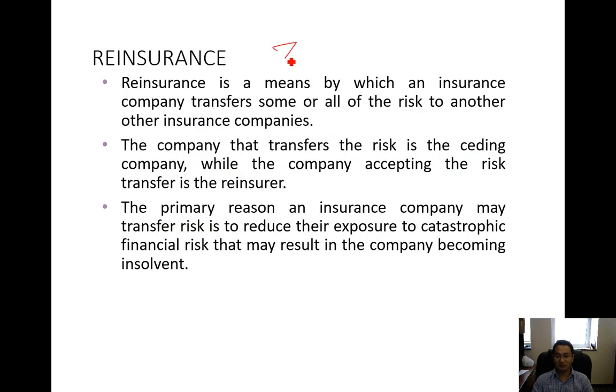Reinsurance is more on the institutional level. When a company has insurance, if they want to be more conservative because they don't feel comfortable with some type of coverage or exposure, they can always sell that part to another institution. It's called reinsurance. The primary reason an insurance company may transfer is to reduce the exposure.